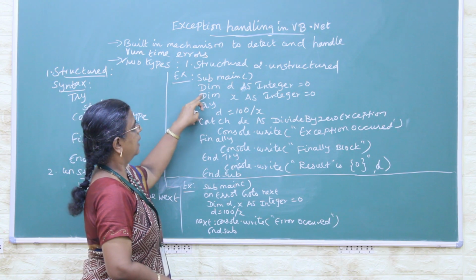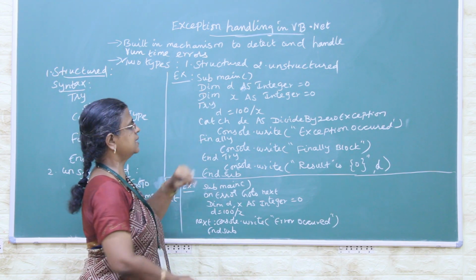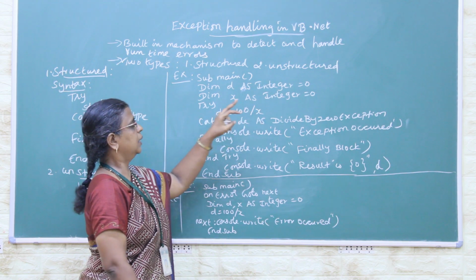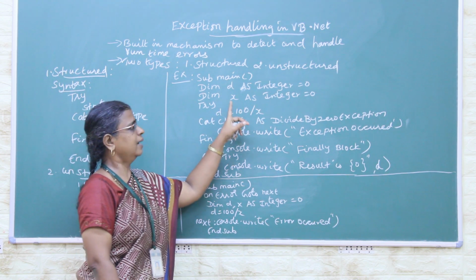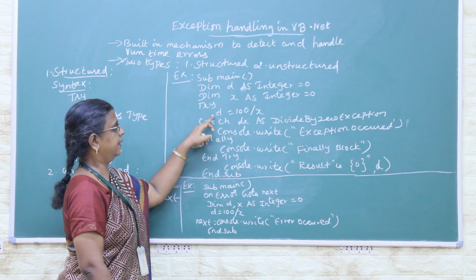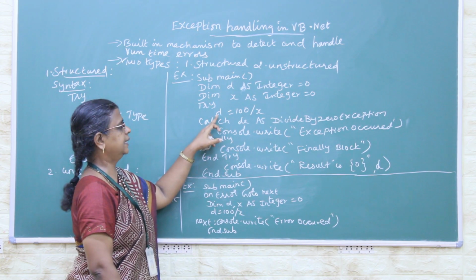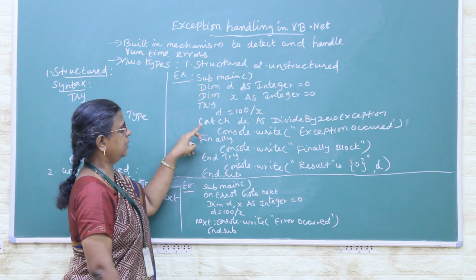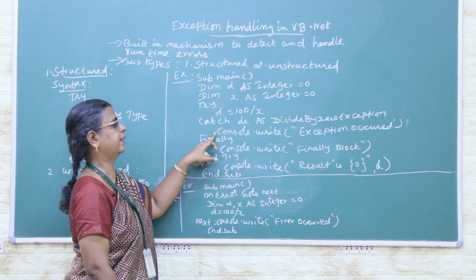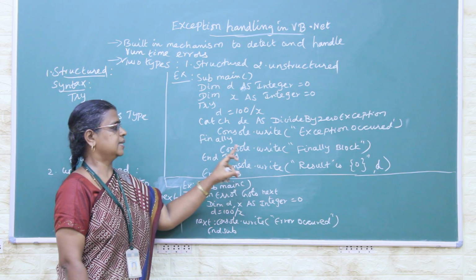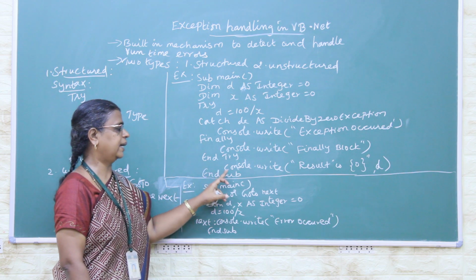Sub Main, and I am declaring two variables, d As Integer, declared as 0, and x as one variable, declared as 0. Within the Try statement I am writing d = 100 / x, and a Catch statement followed by one Console.Write statement, Finally followed by one Console.Write statement, End Try, and finally one more Console.Write statement.